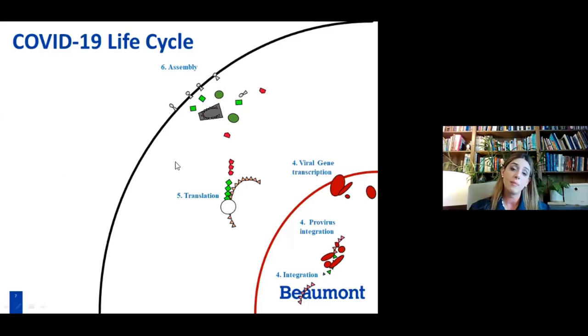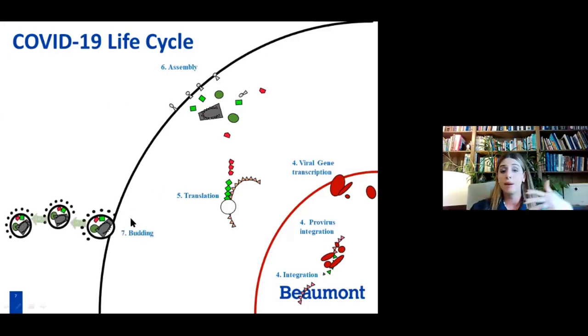And then from there, it buds out of your cell and then it goes on to infect other cells. This cycle takes about 1 to 2 days to happen. And that's why when patients get exposed to the virus, you don't see symptoms from day one. It takes usually about 5 days as an incubation period before you start showing symptoms.